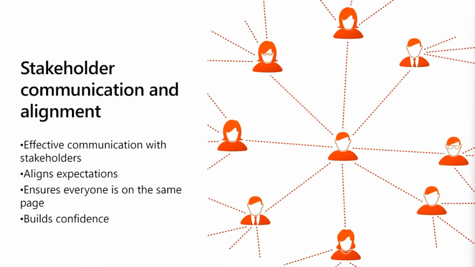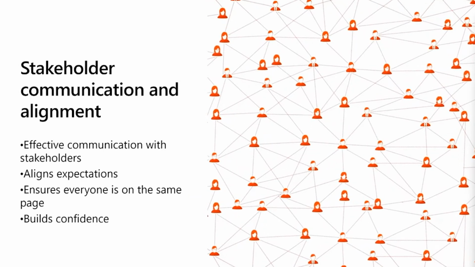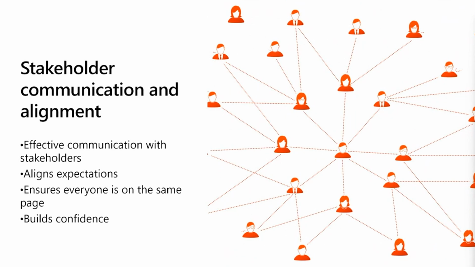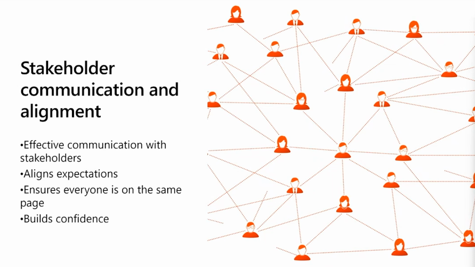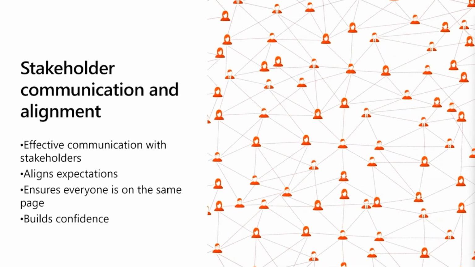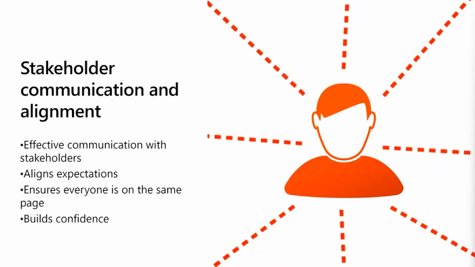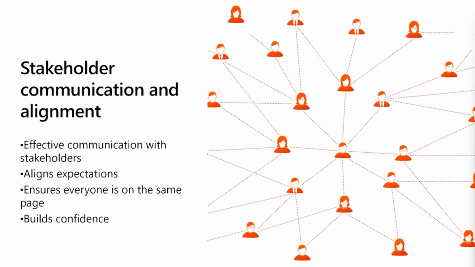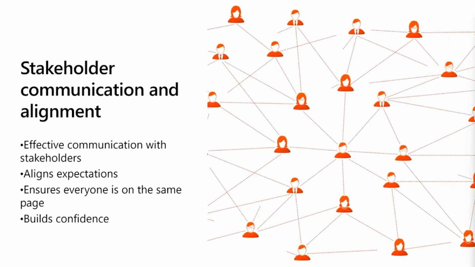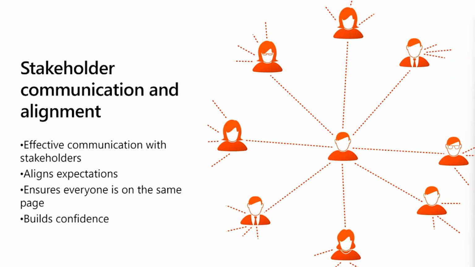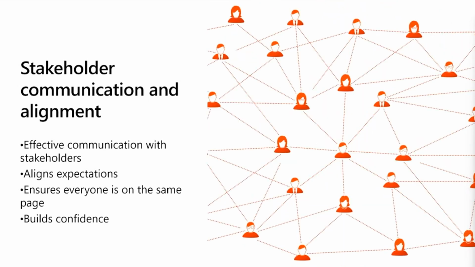We'll talk about stakeholders and communication several times throughout today's presentation, but stakeholder communication and alignment is critical in any project from the onset. Clearly defined scope and estimation processes help facilitate effective communication with your stakeholders. It helps you align the expectations of those stakeholders and those business users and helps ensure that everyone is on the same page. It can also help build confidence and trust among those project participants.